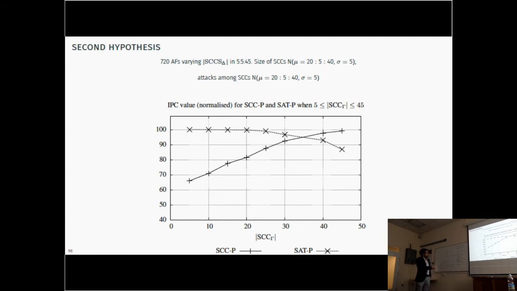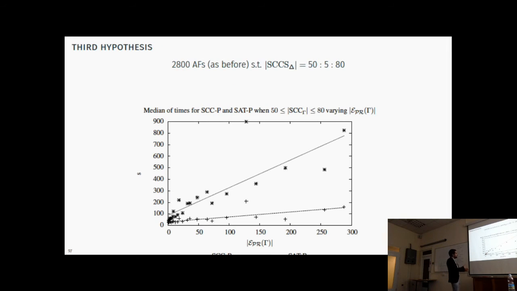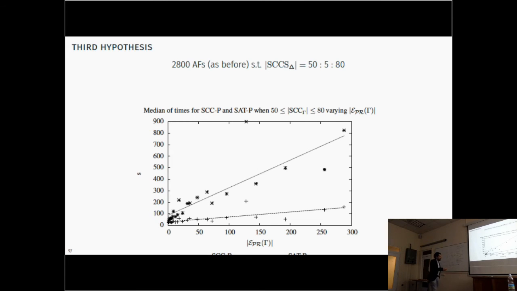But if we have more SSEs, then there is a point where these two lines cross. There is a point when we have at least 35 SSEs using these benchmarks, where using the decomposition is actually giving you an advantage. And if you start having more preferred extensions, the decomposition is going to give you an advantage. So if you know that you're going to have enough SSEs and enough preferred extensions, then doing the decomposition is giving you an advantage. If not, just use the traditional algorithm.